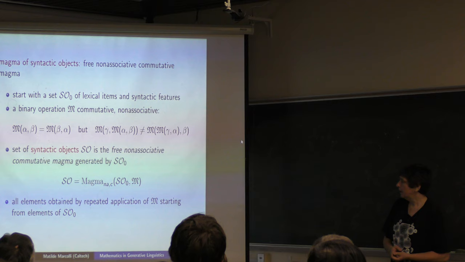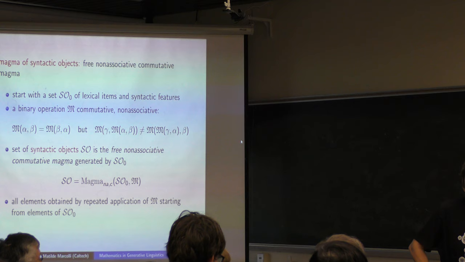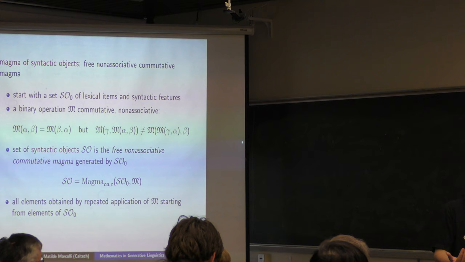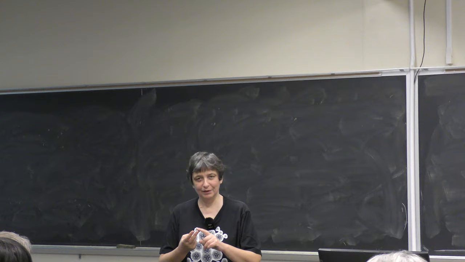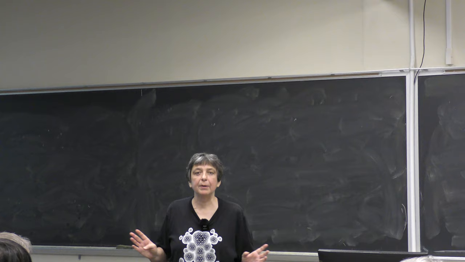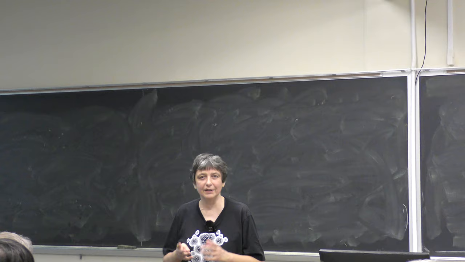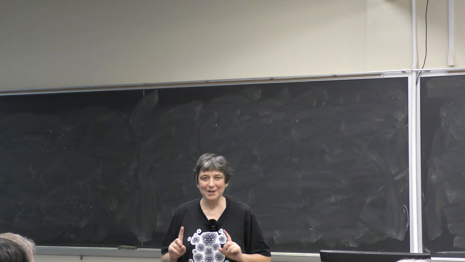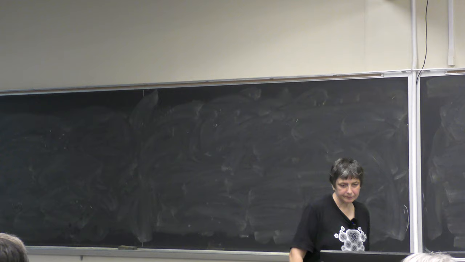Yeah, so a magma is a set with a single operation, which means you don't impose anything more than that. You don't ask for it to be associative in general, but in this case you ask for it to be commutative. So you're putting one relation, but a priori you don't require it to have inverses, so it's not a group. It's the bare minimum of algebraic structure that you can have. Yeah. And okay, so that's this thing.